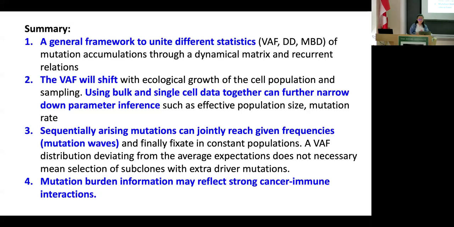So that comes to my summary. We have a framework with the dynamic matrix to unite the variant allele frequency distribution, the division distribution, and the single cell mutation burden distribution. We talked about how sampling will shift the variant allele frequency distribution, and how we can use different statistics and use the bulk and single cell data to help narrow down parameter inference, especially, in our case, the true population size of the stem cell population. We also talked about how the stochasticity in single cell trajectories might produce a discrete distribution compared to the continuous distribution on the average, and how this affects the understanding of the data.